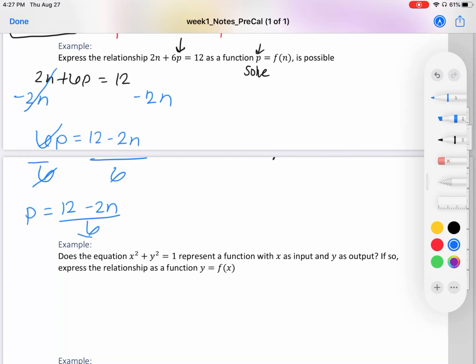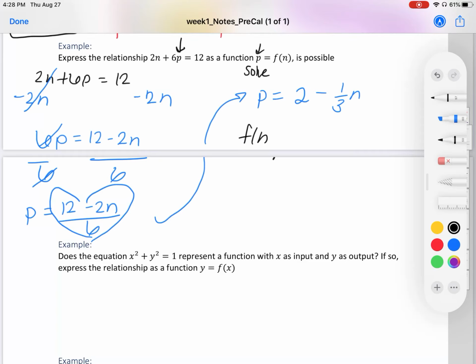All right, the 6 both divides to 12 and the negative 2. So we have p is equal to 12 divided by 6 is 2, minus, that reduces to 1/3, so 1/3 n. Lastly, we want it in terms of f of n, so f of n is equal to 2 minus 1/3 n. And that is our answer.